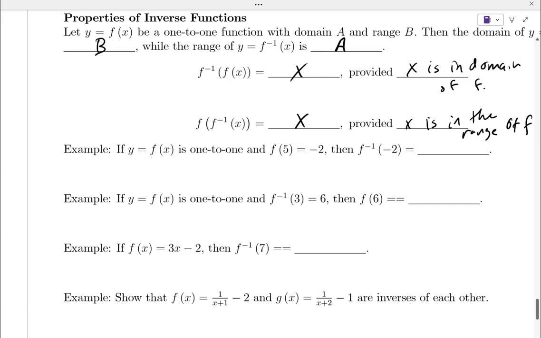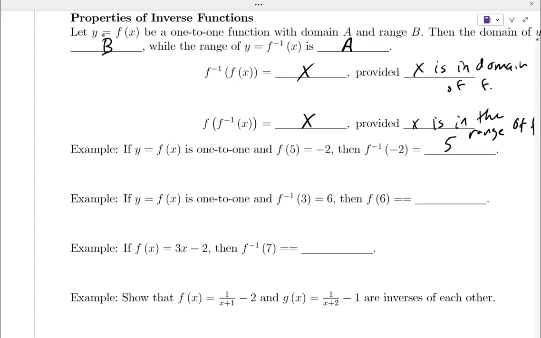If I start with a one-to-one function, when I plug in 5, I get out -2. If I take an input of 5 and get an output of -2 for the original, what should happen on the inverse when we plug in a -2? What should we get out? 5. Again, remember, inverses interchange x and y. This is my x, this is my y. For my original function, they flip-flop in the inverse.